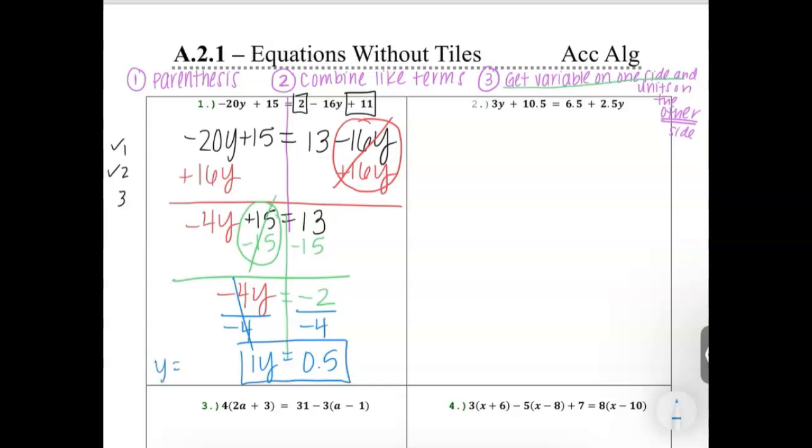Now if you just said y equals 0.5, that is also fine. But remember, we're trying to find what one of the variables is equal to make the 2 sides equal.